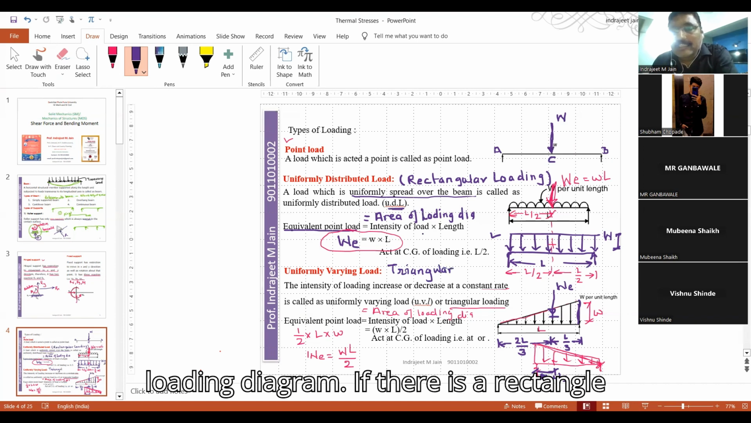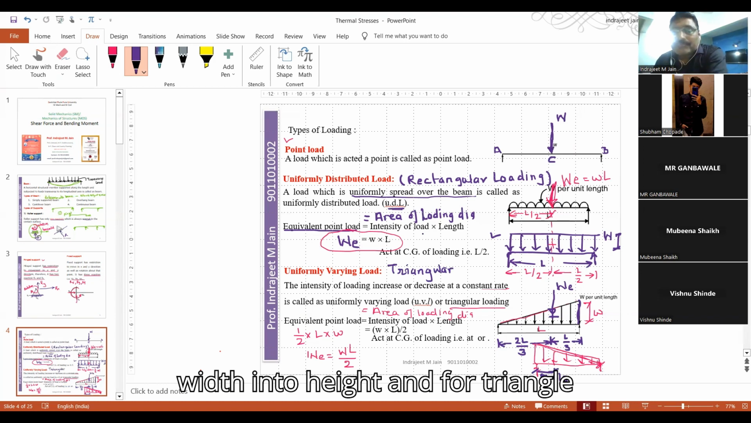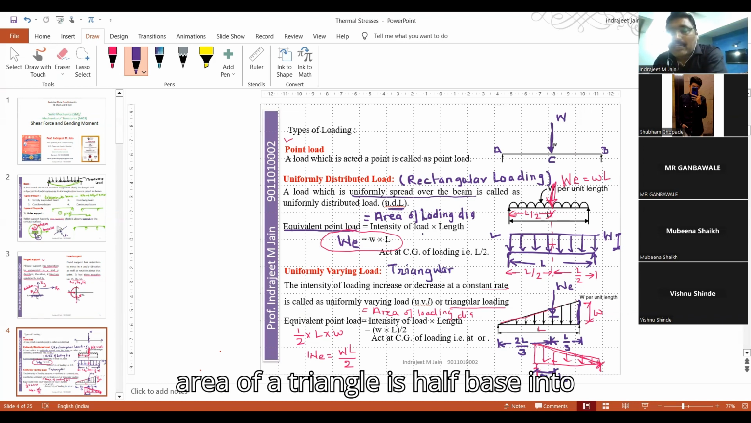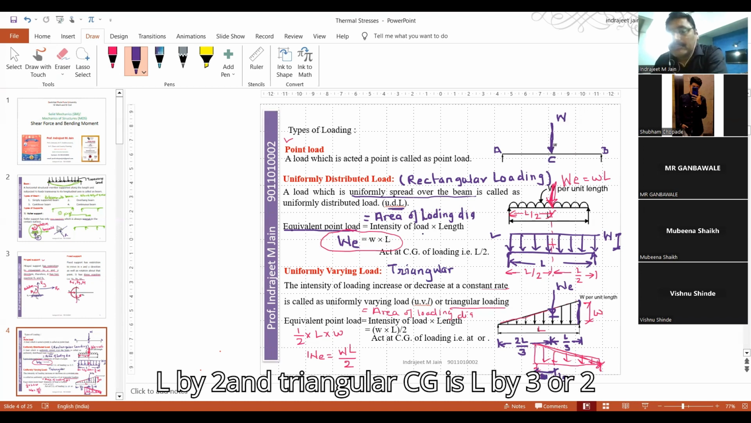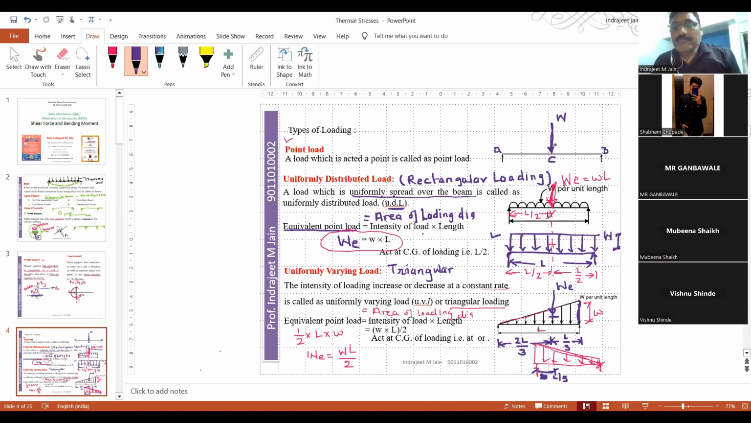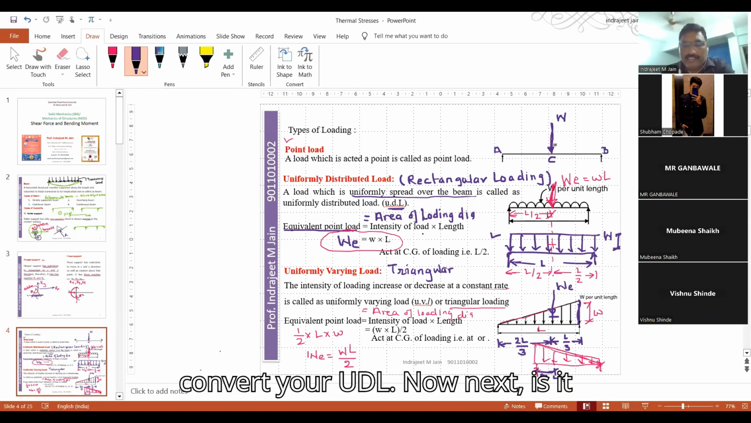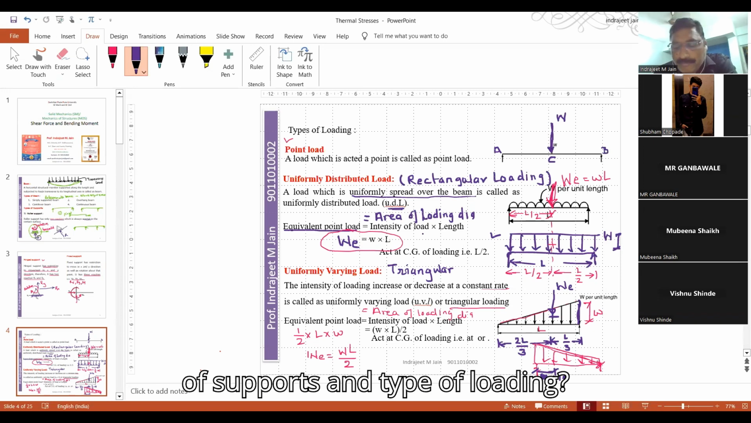For a rectangle, the area is width into height, and for a triangle, the area is half base into height. And their CG: rectangle CG is L by 2 and triangular CG is L by 3 or 2L by 3. Like this, you can convert your UDL. Now next, is it clear to all, the types of beam, types of supports and types of loading?